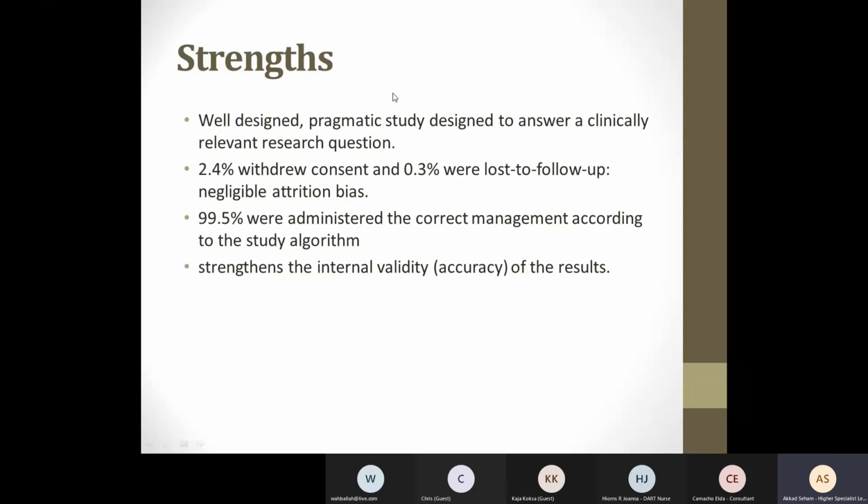The strengths of this were that it was a well-designed study, pragmatic, it had a clinically relevant research question, they did have a good amount of participants in there, they had enough power to be able to show a statistically significant group as well, and you could see that there was a difference in the glucose levels for both patient groups, and they were administered correctly, the management based on the algorithm and which group they were assigned to.